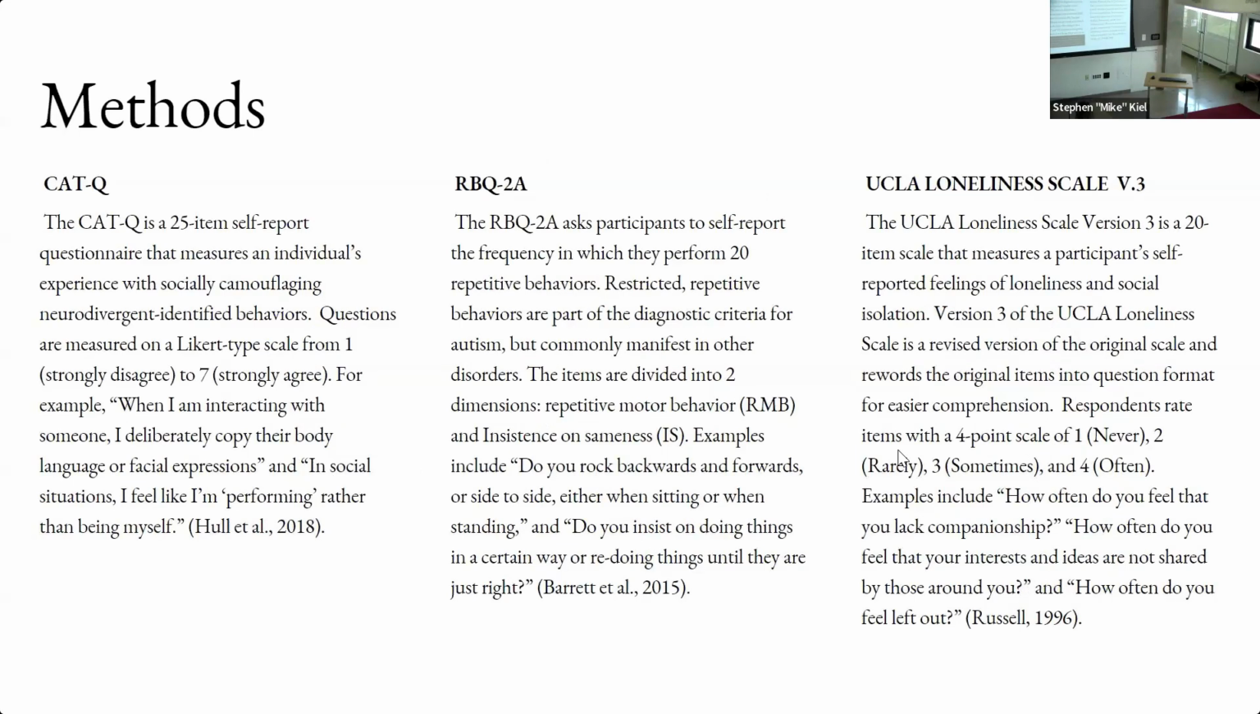I also used the UCLA Loneliness Scale, version 3, to measure social isolation and loneliness. It measures a participant's self-reported feelings of loneliness and social isolation, and it was a revised version of the original scale that rewords the original items into question format for easier comprehension. Examples include, how often do you feel you lack companionship? How often do you feel that your interests and ideas are not shared by those around you? And how often do you feel left out?